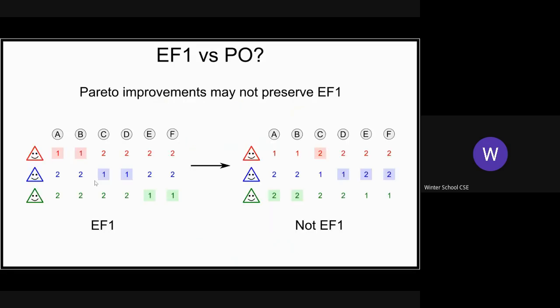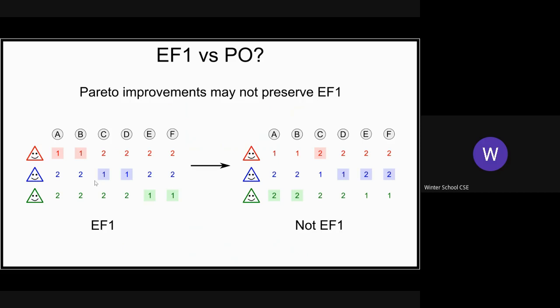So one reason why this problem is kind of non-trivial is that EF1 and Pareto optimality are not natural companions, right? In the sense that if you start from an arbitrary EF1 allocation and you make a Pareto improvement on it, you may end up with something that is not EF1.